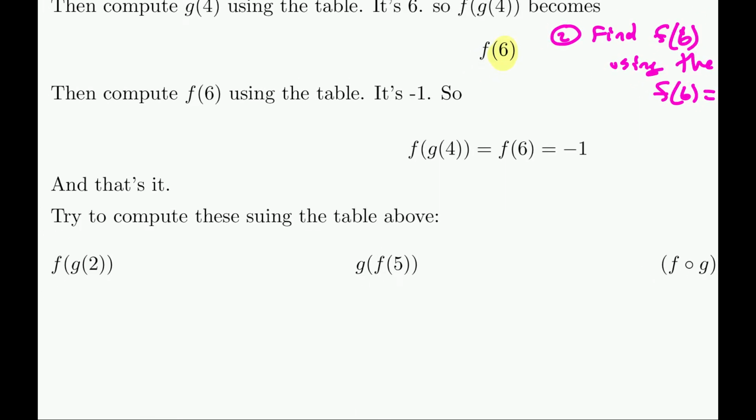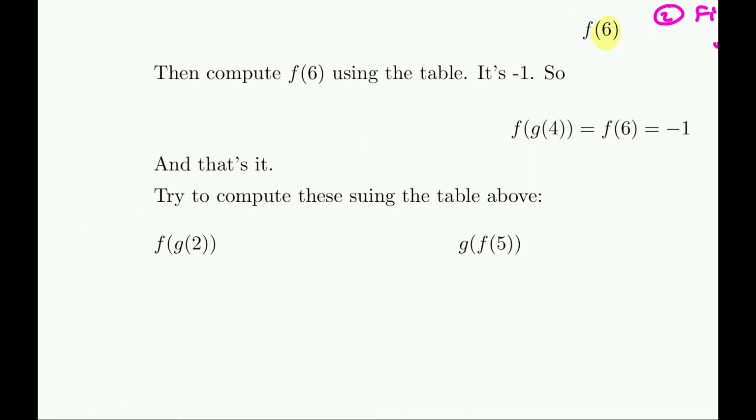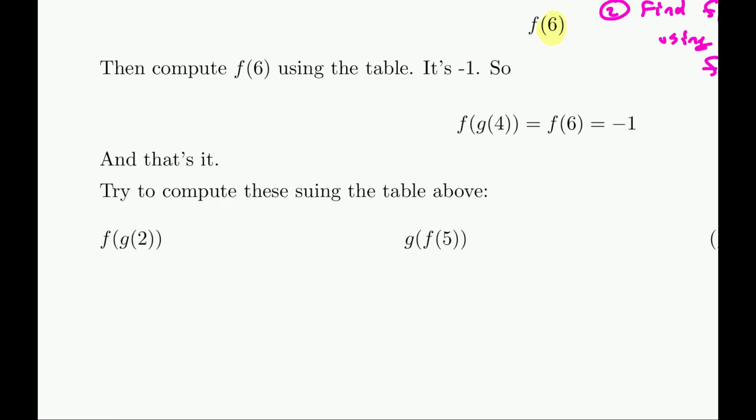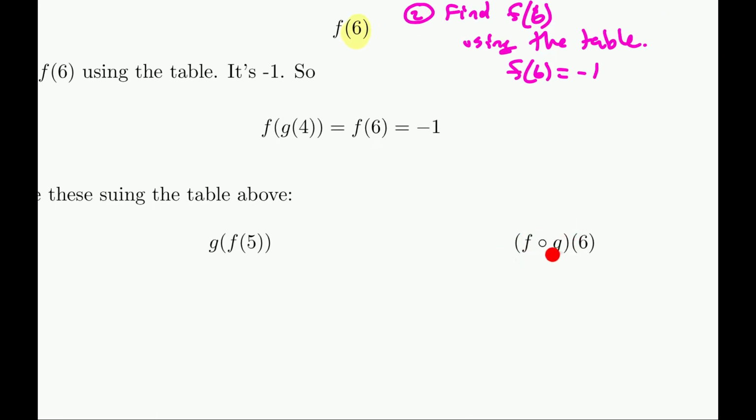Now notice that there's no rule that says that f has to be on the inside or the outside. In this case, f is on the outside. In these next examples, I have f on the outside, g on the inside. I have g on the outside, f on the inside. And then this is just another example, f of g of 6. So g is on the inside here. Okay, and this is how you work them out.